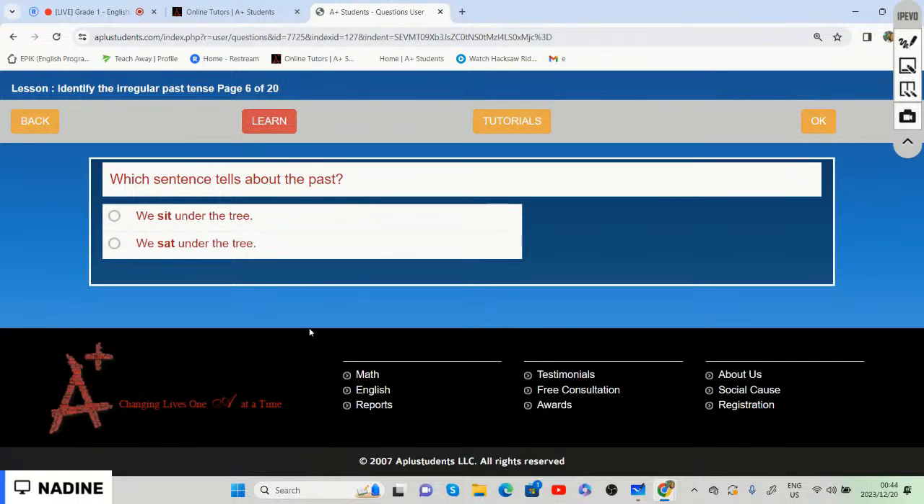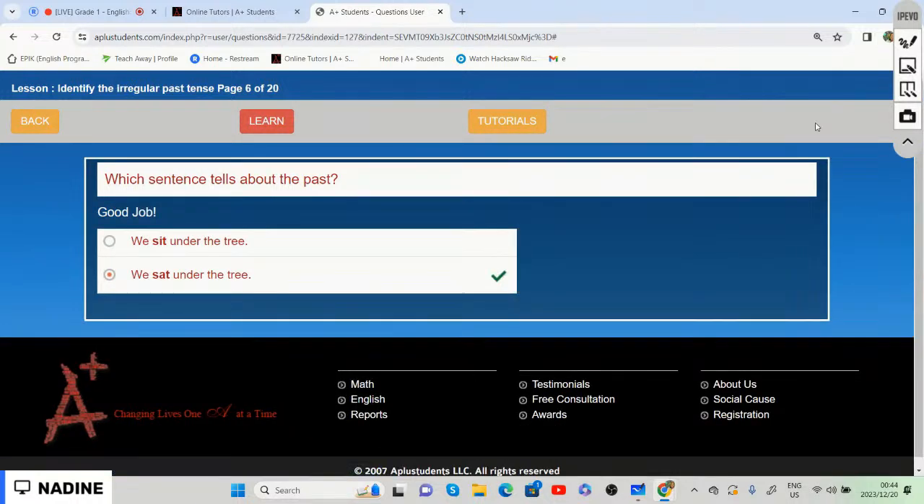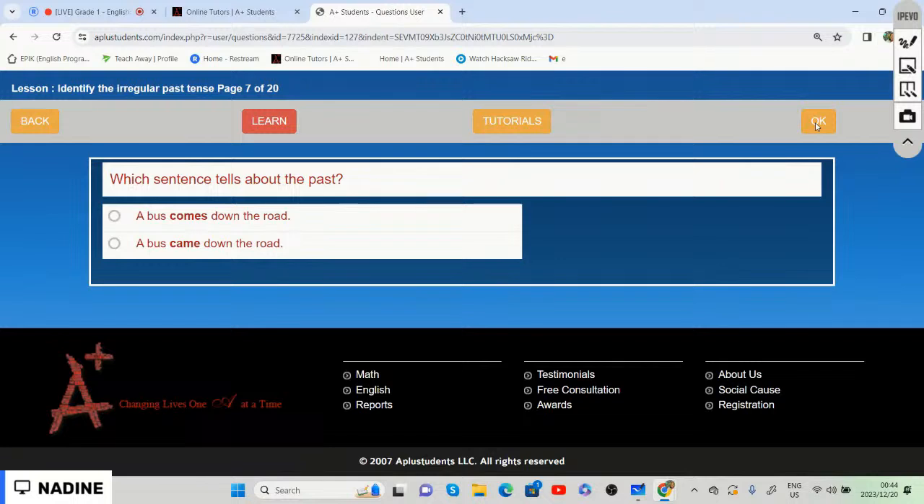And if we want to know which sentence tells us about the past, then yes, we can say we sat under the tree. And sat is correct because sit is something that we're doing now. And in the past, we sat under the tree. So sat is correct. So well done.